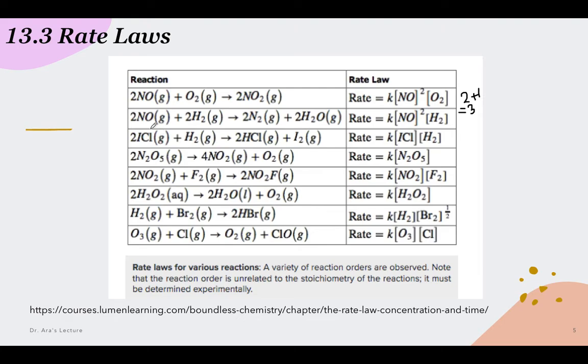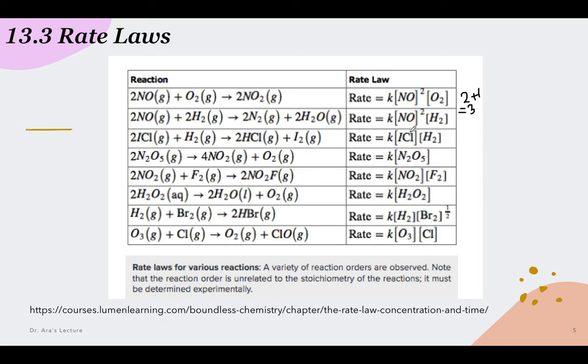Similarly, for the nitric oxide plus hydrogen reaction, we can see the rate equals concentration of nitric oxide exponent 2 and hydrogen exponent nothing. Nothing means 1. So here also the order of reaction with respect to nitric oxide is 2. Order of reaction with respect to concentration of hydrogen is 1. So the overall order of reaction is 2 plus 1 equals 3.